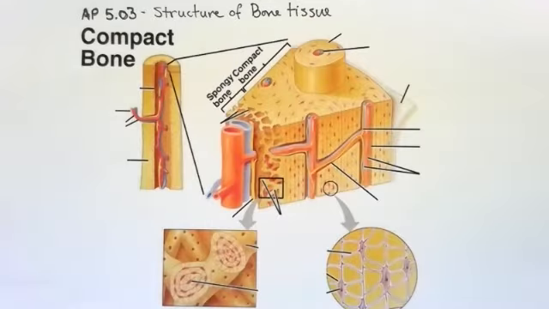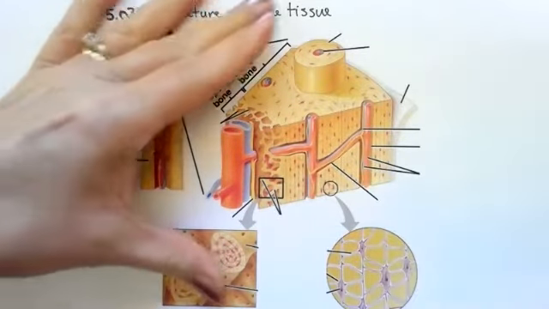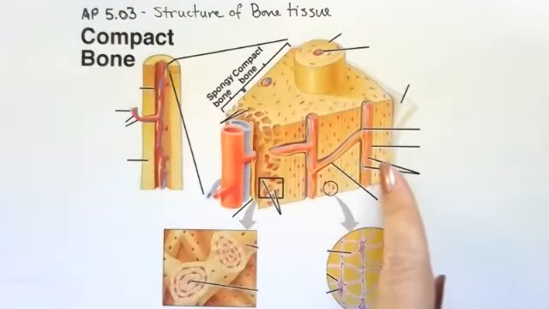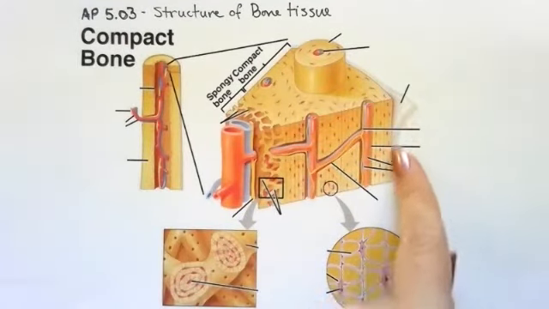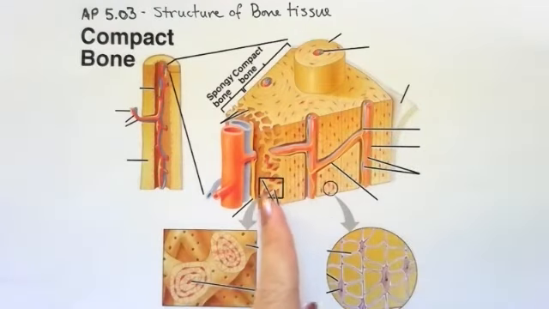And so what these diagrams always do is they take a little tiny cross section and they blow it up. So they're taking this little tiny cross section. So here's the compact bone. This is the membrane, that's going to be the periosteum. So we have the compact bone, and then this section is spongy bone.